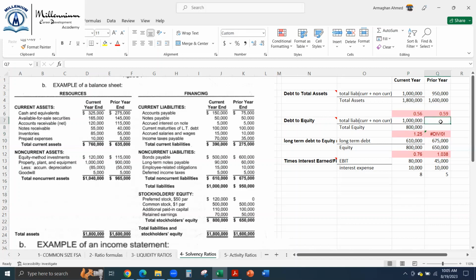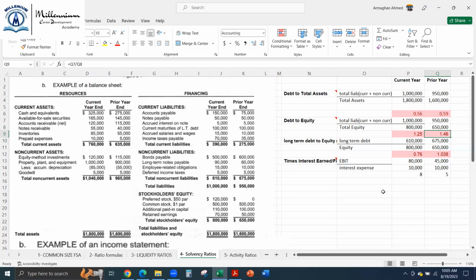What about the prior year? Here we have 950 divided by 650. It is 1.46. So what do you think? From the prior year to the current year, is it getting better or worse?